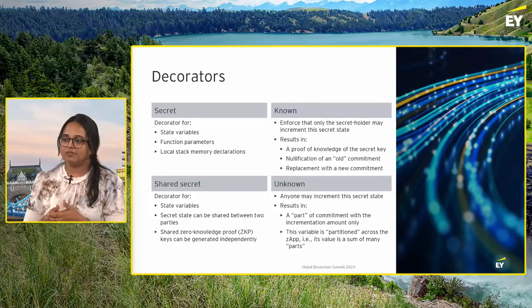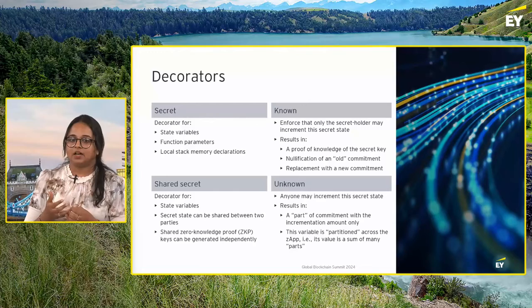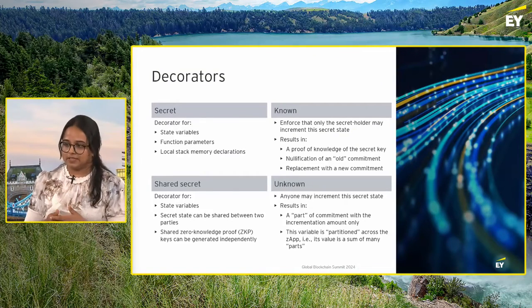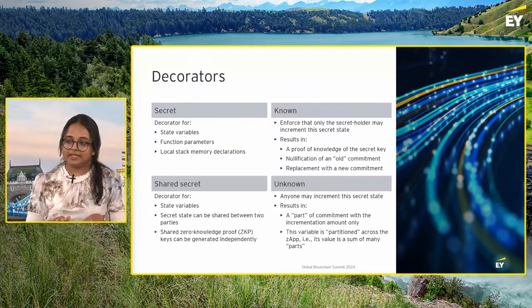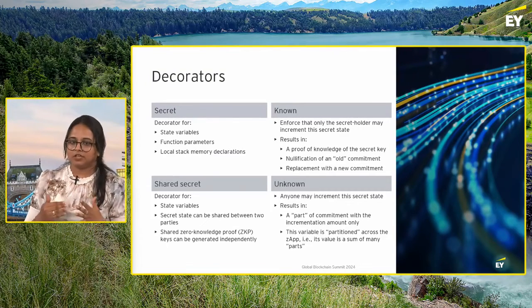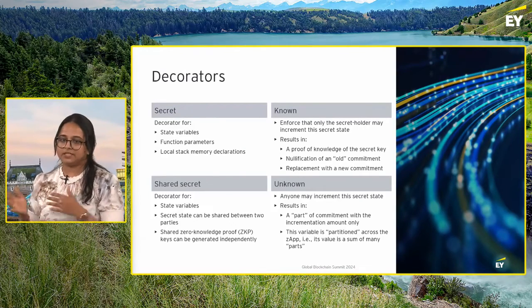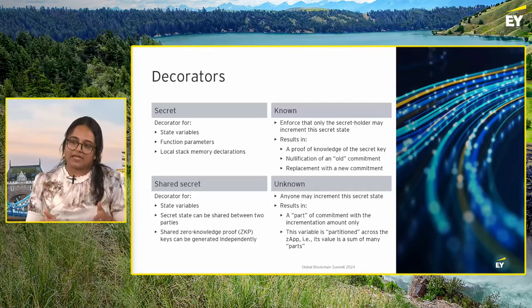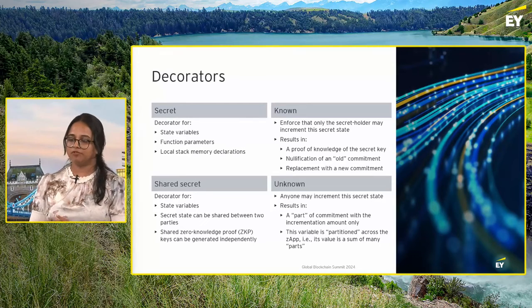So say you have a scenario where the state variable in your contract is tracking your balances, and you want any third party or anyone else to increment your state. Then you can mark that state variable as unknown. Starlight will allow anyone to increment your state without asking for knowledge of the secret key. So you will end up having a number of commitments, which we call partition commitments for that state variable, and the value of that variable will be represented by the sum of those parts.